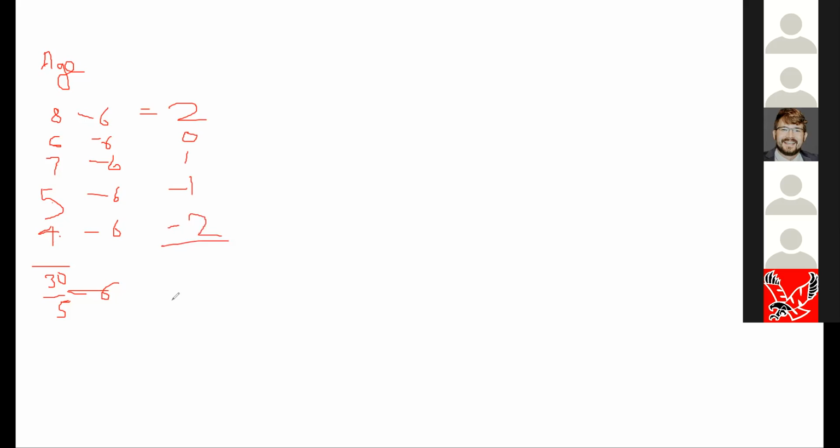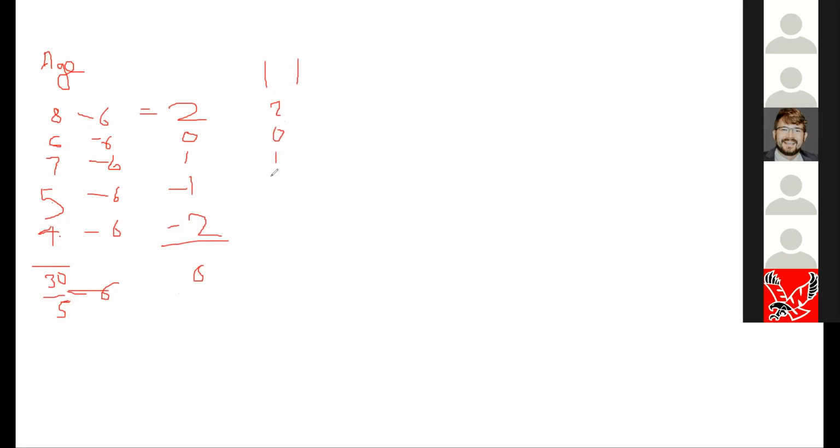Now, if I sum all, what do I get? 2 plus 1, 3, minus 1, 2, minus 2, 0. It doesn't serve any purpose. So there are 2 operations we can perform. Number 1, we can take the absolute value. This is the notation. So the absolute value of 2 is 2, 0 is 0, 1 is 1.